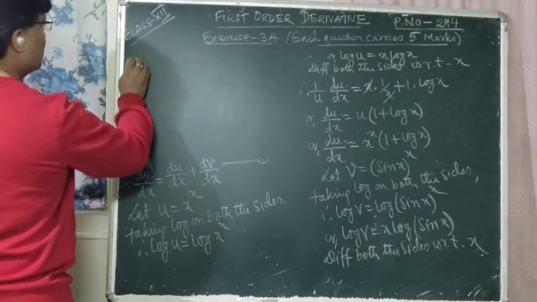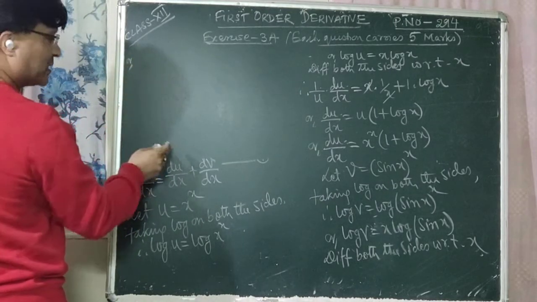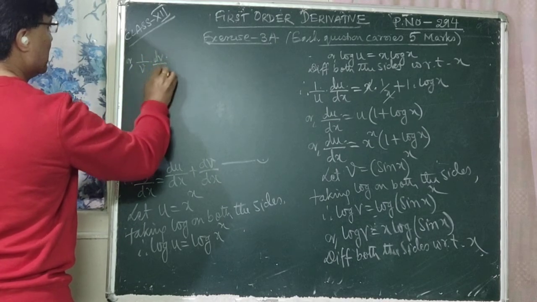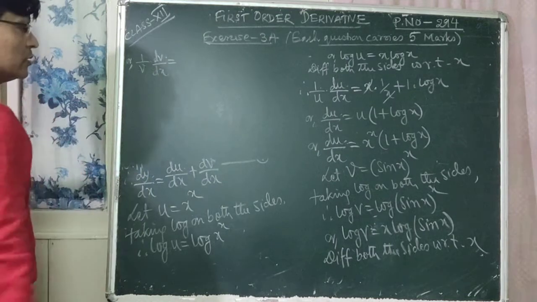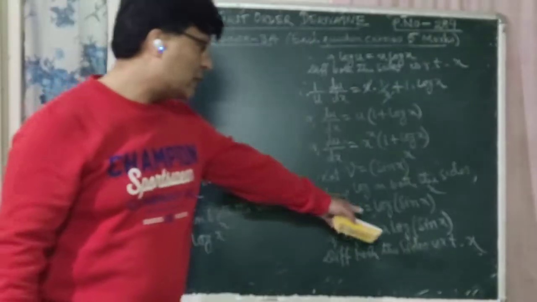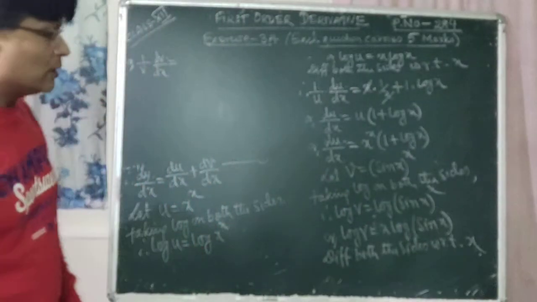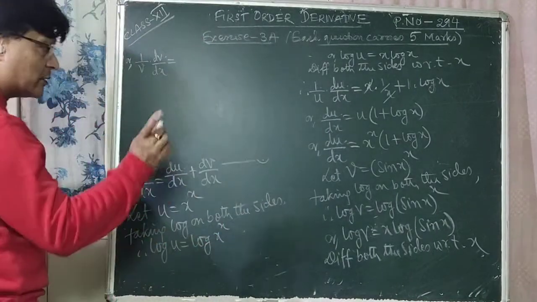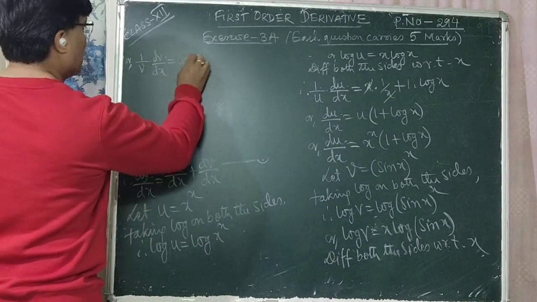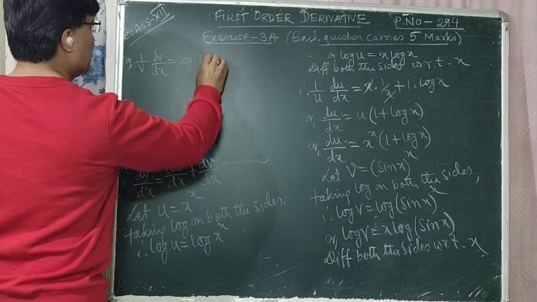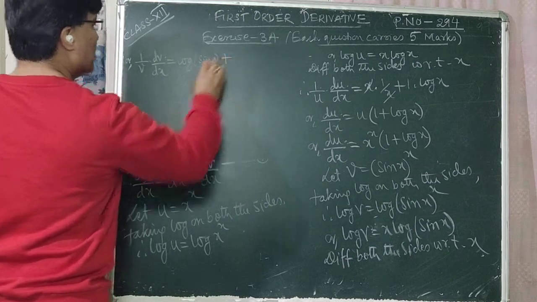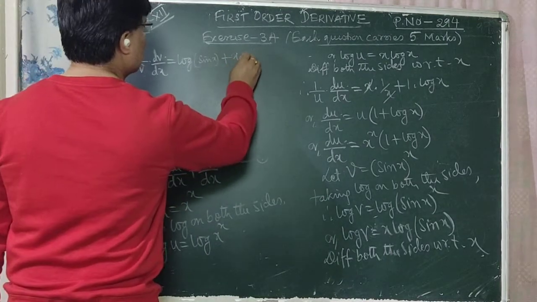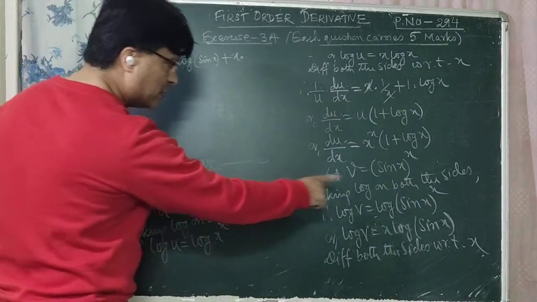So what is the differentiation of log v with respect to x? It is 1 by v into dv by dx, which is equal to, on the right hand side, you can use the UV rule there. Now differentiate x, keeping log of sin x as it is. What is the differentiation of x? It is 1. So log of sin x remains the same here. We are using the UV rule plus. Now x is kept as it is, x into, now differentiate log of sin x.